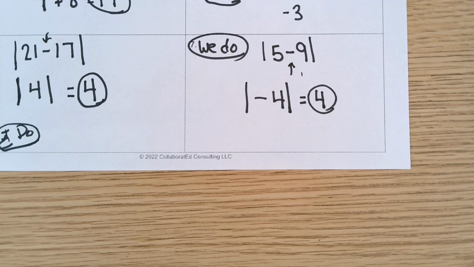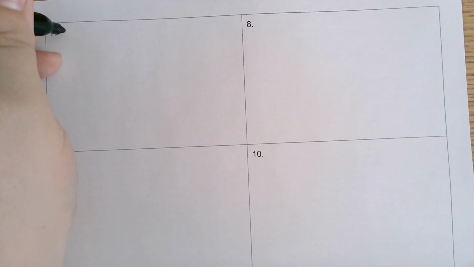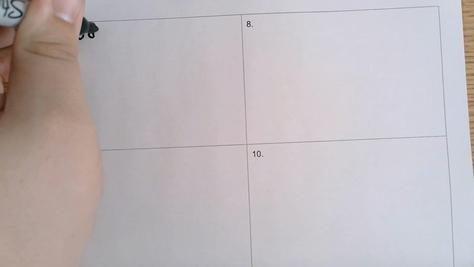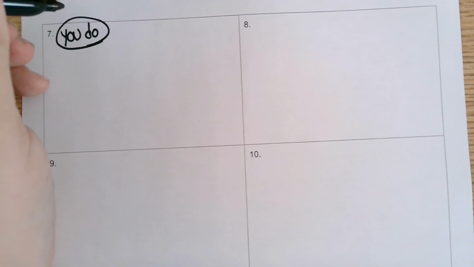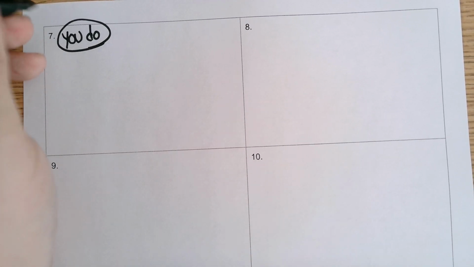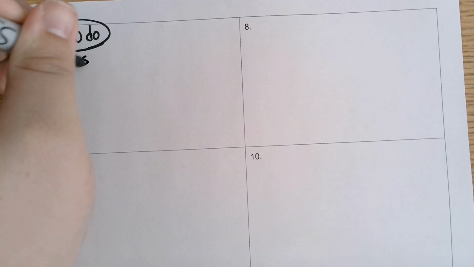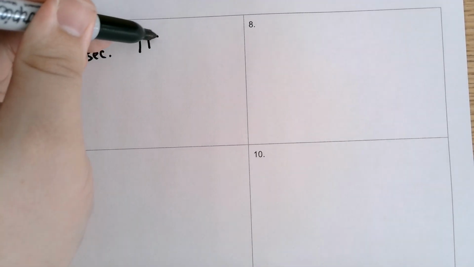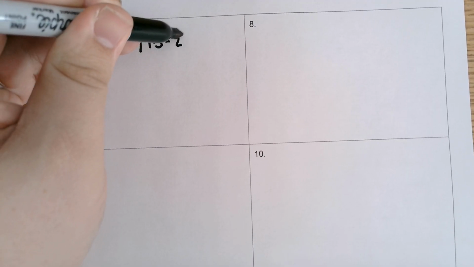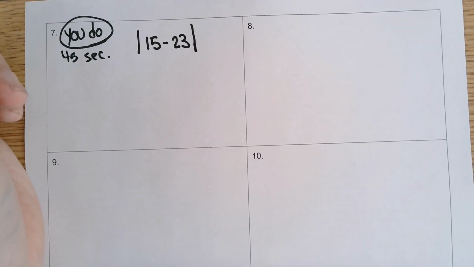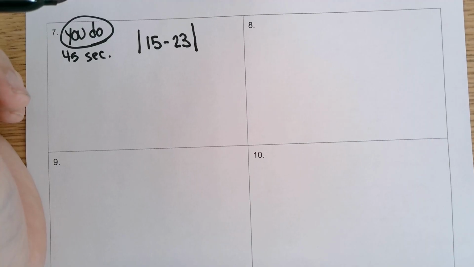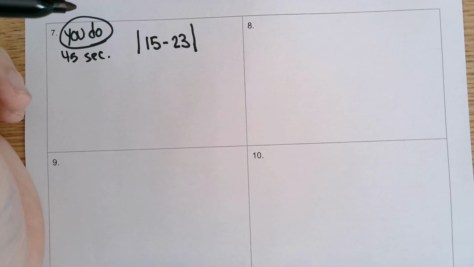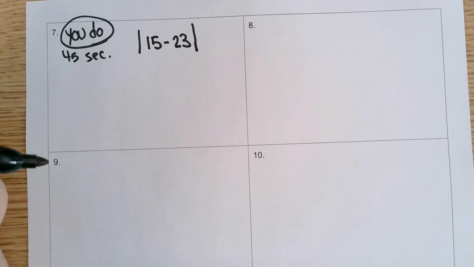All right. So now we move on to what would have been the you do together, where you'd be working with your Math Wars partner and what have you. This is another question I gave 45 seconds for. The absolute value of 15 minus 23. So again, take this time, pause the video, try to do it yourself. Give yourself 45 seconds.